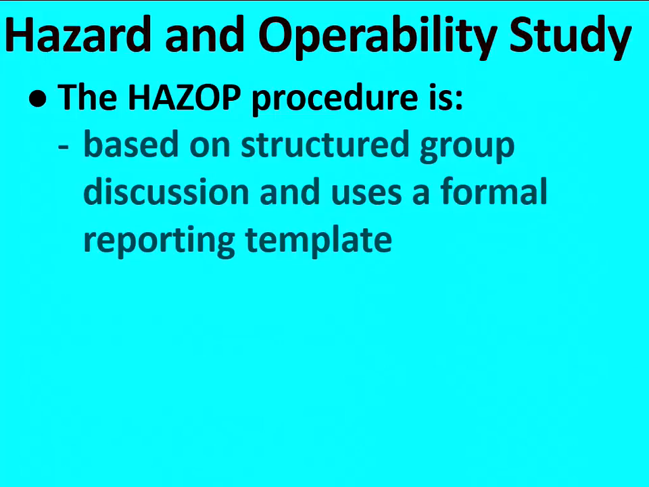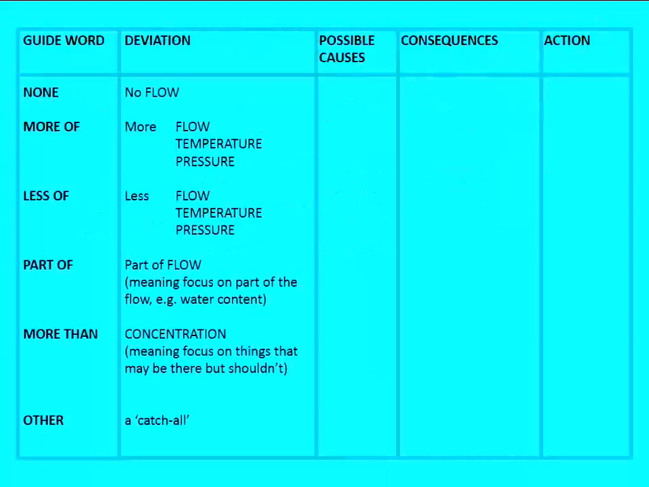You put your guide words and deviations down here, so no flow. You then think up possible causes for it. If you can think of a cause, you then think about the consequences, and you write in what you think the consequences are going to be. And you can also say it's a serious consequence or whatever. If it's a serious consequence, you'll need to put something in the action column. You need to say, okay, added this or took this away or whatever. Or you could say, consequence considered and it wasn't serious. We can live with it.